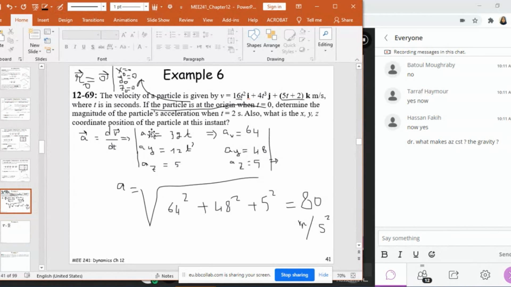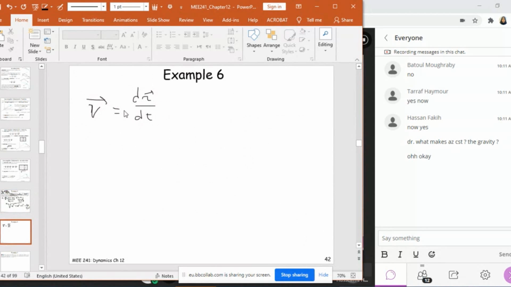The question is, what makes az constant? I don't know. In fact, I don't know what is the type of this motion. I know vz is 5t plus 2, so that az will be 5. I don't know the forces exerted on this motion. So here I'm concerned about kinematics and not kinetics. That's why I don't know the forces, and I'm not interested in them for the time being. In kinetics, I should find out what the forces are, and then I can find the acceleration. From acceleration, I can find v and then r.